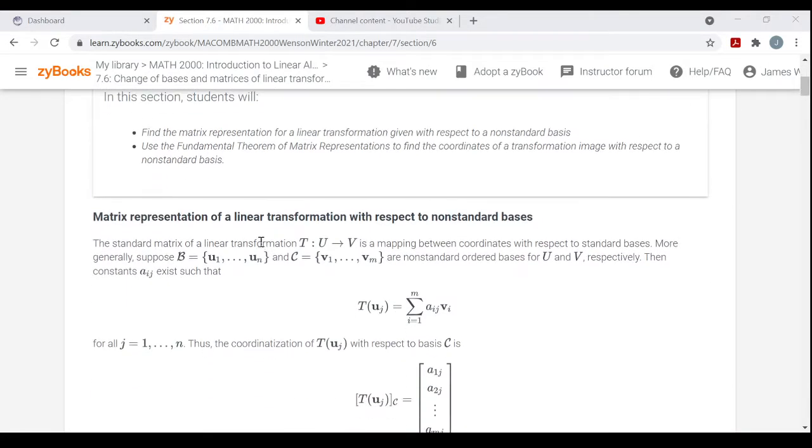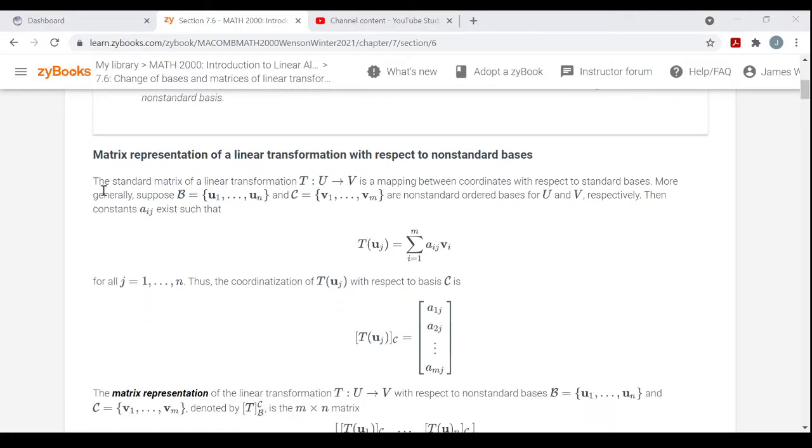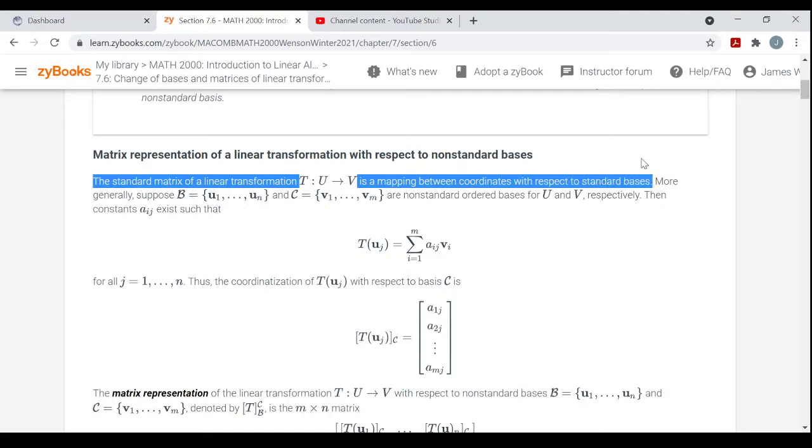So the first part of this section is on writing the matrix representation of a linear transformation with respect to non-standard bases. All right. So the standard matrix of a linear transformation from U to V is a mapping between coordinates with respect to standard bases. Again, this is what you're used to. All the stuff involving the standard matrix is a mapping between coordinates relative to the standard bases of the domain and codomain. That's what you're used to so far.